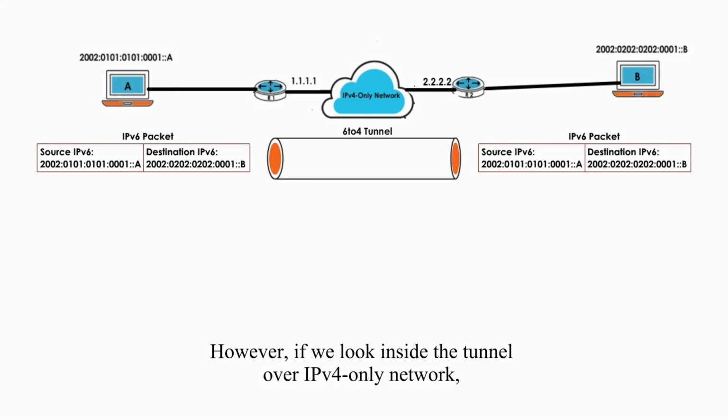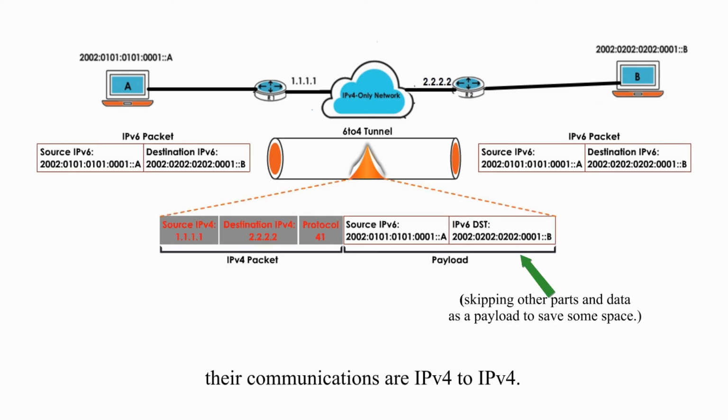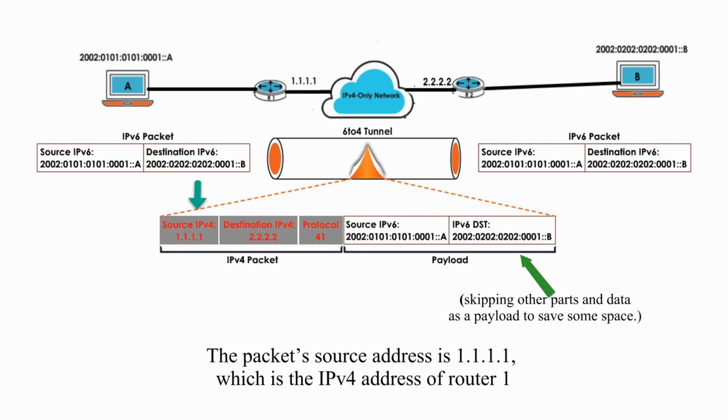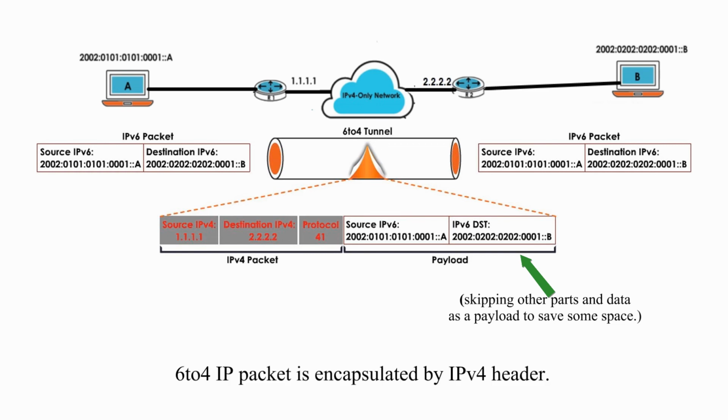However, if we look inside the tunnel over the IPv4 only network, their communications are IPv4 to IPv4. The packet's source address is 1.1.1.1, which is the IPv4 address of router 1, and the destination is 2.2.2.2, which is the IPv4 address of router 2. The 6to4 IP packet is encapsulated by an IPv4 header.